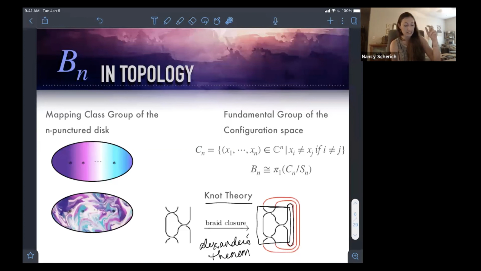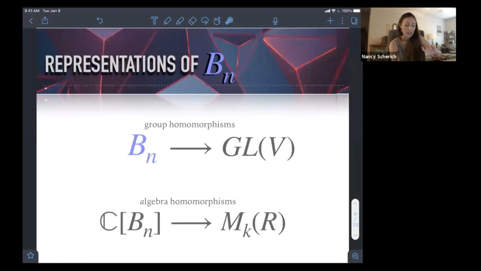And so how you can see a braid acting on this is you can permute the marked points, permute the punctures, and that's going to change the way the paint looks on the surface. So you're moving the paint around, and that's giving you a homeomorphism of your disk. Okay, so these are just 3 examples of where the braid groups show up as very fundamental pieces in topology: as mapping class groups, fundamental groups, and then with Alexander's theorem, braids encode a lot of knot theory.